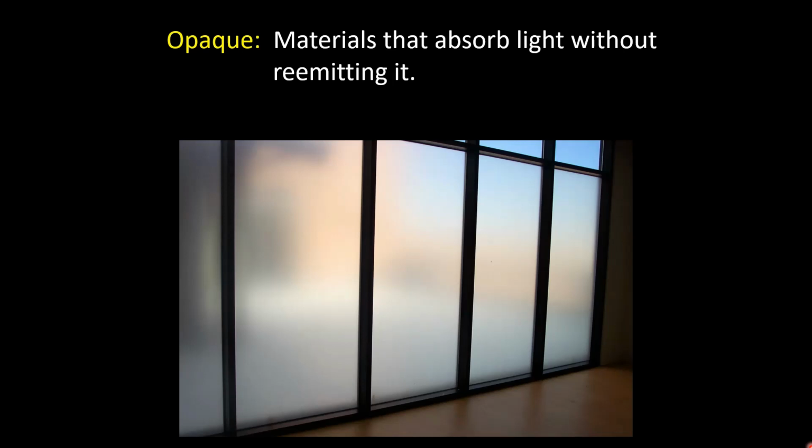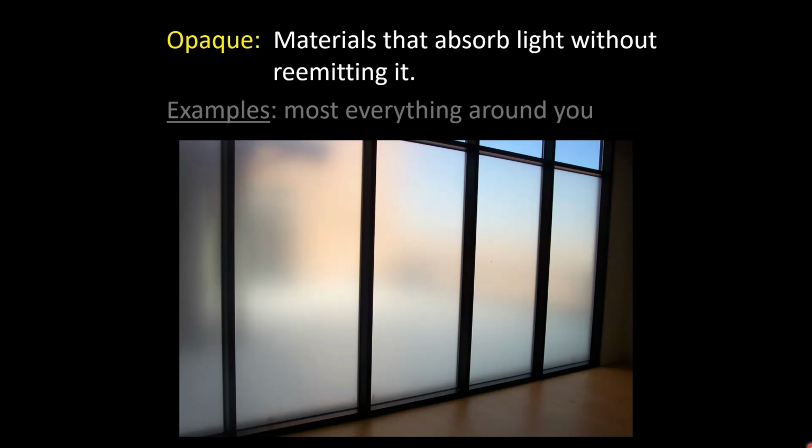Opaque materials absorb light without re-emitting it, so light is not allowed to pass straight through. Common examples of opaque materials are most everything around you. Do me a favor, just look at the room around you and you'll notice that you can't see through most objects. So that means most objects are opaque. They're absorbing all the light that's entering them without letting it pass directly through.